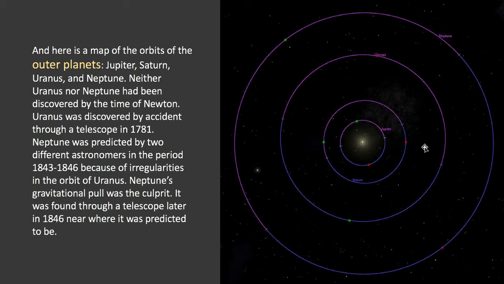But I should mention that Uranus and Neptune were not known at the time of Newton. So everything that they had done up to that point was in thinking about the planets out to Saturn, because those planets would all have been really easy to see in the night sky. They're reasonably bright.